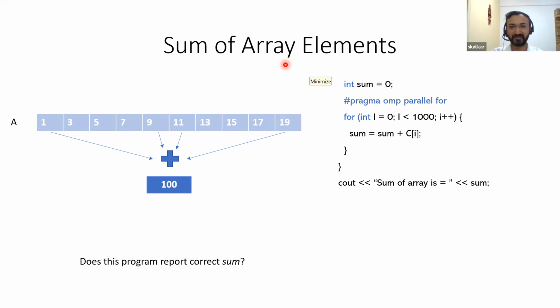Because this sum is a shared variable across all different iterations, the final value of sum will come out different, which might not be exactly the same as it should have been. But do you have any support in OpenMP for such things? Yes.